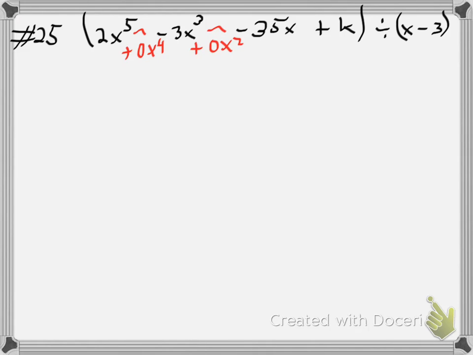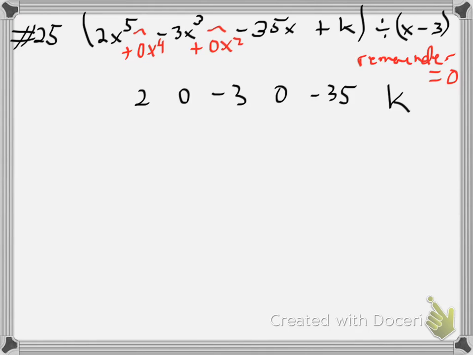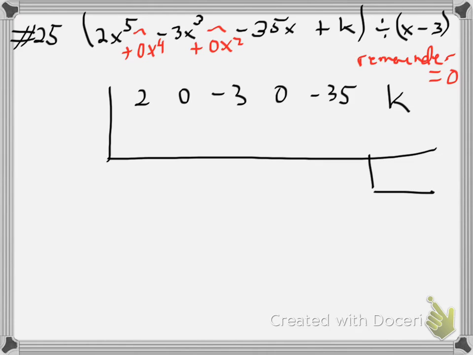So, and we want to do dividing evenly. Dividing evenly means the remainder has to be equal to 0. So if I write this out, I'm going to have 2, 0, negative 3, 0, negative 3, and then I'm going to end up with k. I've got my synthetic division, and we want this to be 0. So when I look at it at the end, this here is going to be my equation. K plus question mark has to equal 0.